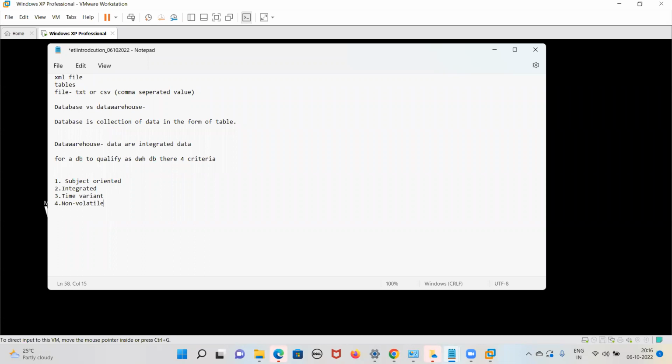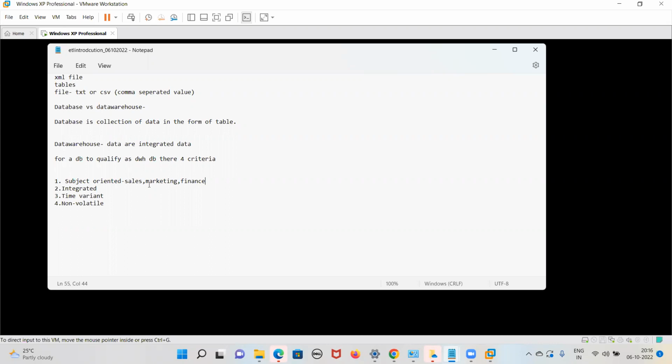Subject oriented means what, guys? It should be related to a particular subject like sales. Sales is a particular subject. Marketing is again a particular subject. Finance is a particular subject. So for a particular subject, if the data is there, that is subject oriented. Most important, integrated data means what?